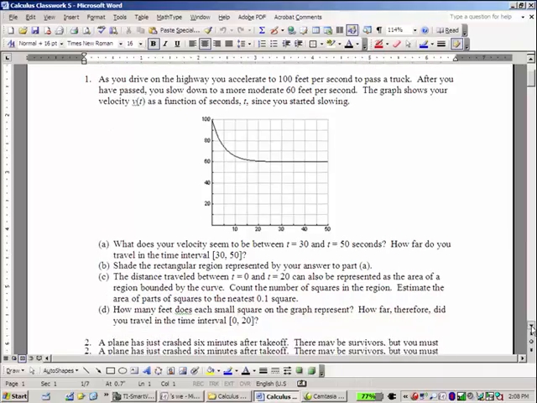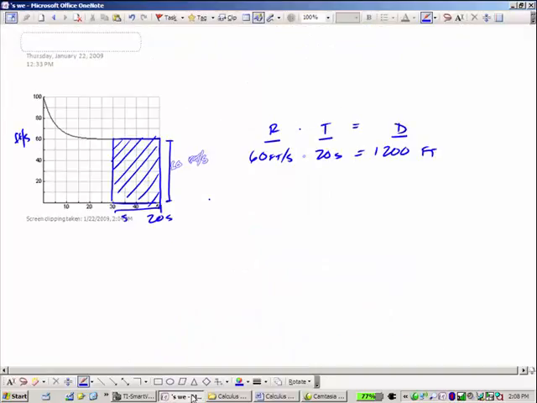Okay. C, read for us, Zach. The distance traveled between t equals 0 and t equals 20 can also be represented as the area of a region bounded by the curve. Count the number of squares in the region, estimate the area to the nearest square. All right. So the argument here is that if we could look at this area to tell us how far we went from 30 to 50, which was easy, you could also do the same from 0 to 20.